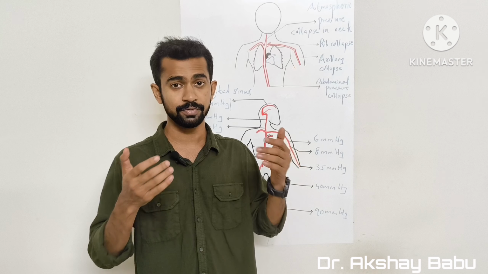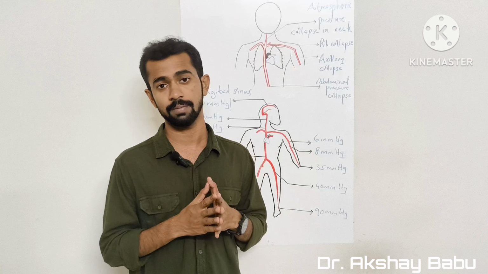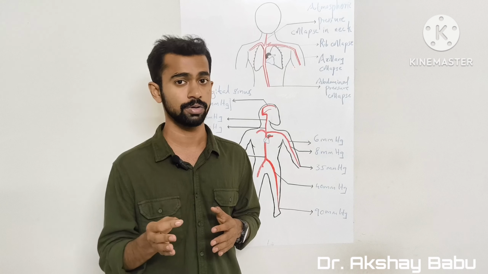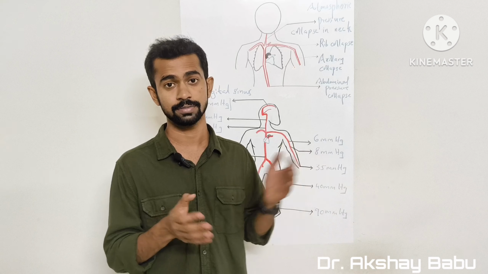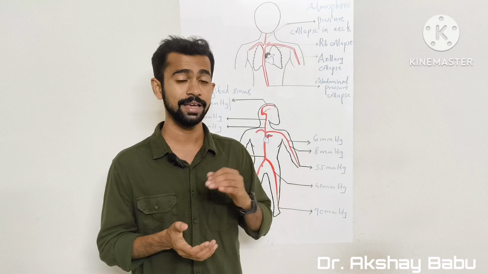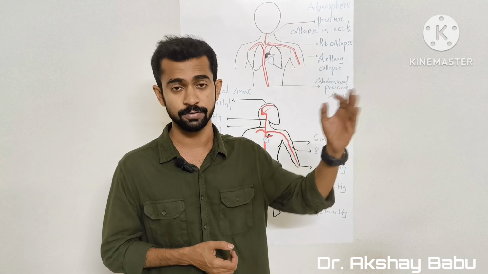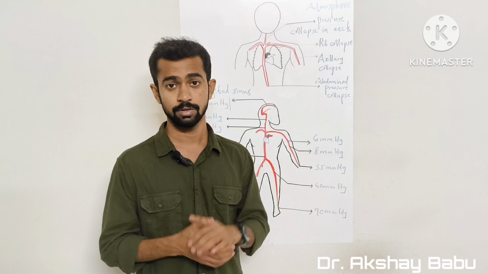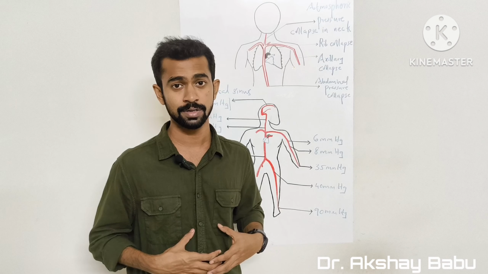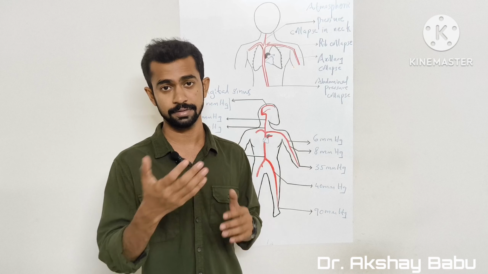Pressure in the veins of the abdominal cavity usually ranges about 6 millimeters of mercury in a resting person. But this 6 millimeters of mercury of pressure can even rise up to 15 or 30 millimeters of mercury due to abdominal tumors, pregnancy, obesity, or ascites.